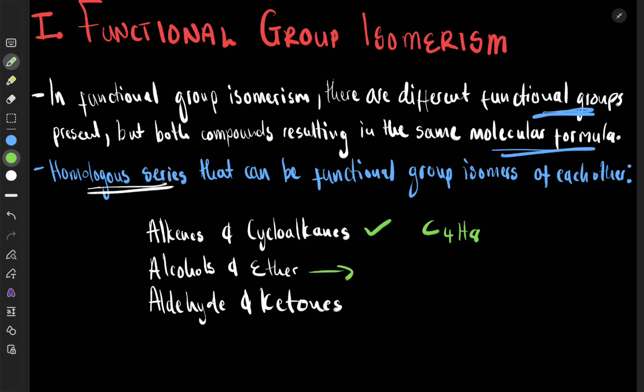Alcohols and ethers. I know you haven't learned ethers. I'll give you an example, but these guys are also very much the same. They will have the same molecular formula. So alcohols and ethers exhibit functional group isomerism. Okay? These are functional group isomers of each other. And then you have aldehydes and ketones. When they ask you for functional group isomerism, an aldehyde and a ketone will have the same molecular formula, but they will have different structural formulas.